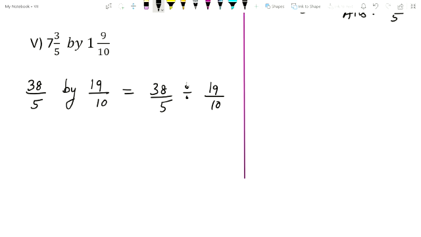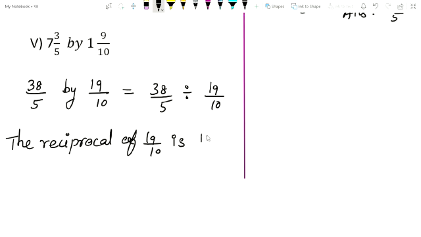Okay. The by replaced by division. Okay. So now you take the reciprocal. The reciprocal of 19 by 10 is 10 by 19. Reciprocal means interchange the numerator and the denominator place. Okay children. Now you multiply with the dividend children. The dividend is 38 by 5 into 10 by 19.